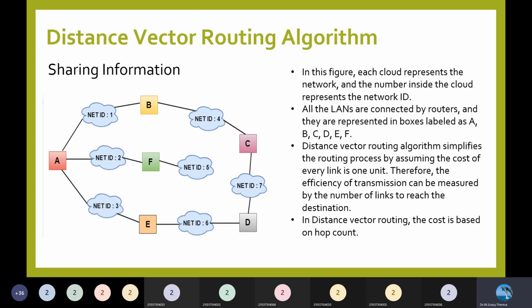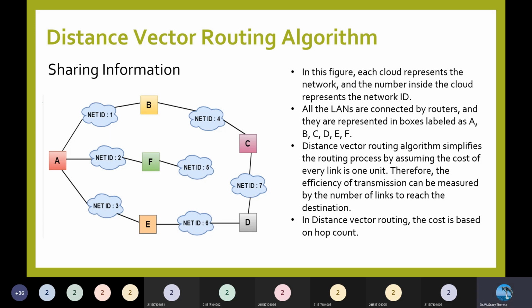So here, A and B are connected with the help of network ID 1, B and C are connected with network ID 4, A and F are connected with network ID 2, and A and D are connected with network ID 3. This is how E is connected with network ID 3, and E and D are connected with network ID 8. This is how each of A, B, and C are connected, and it has been given.